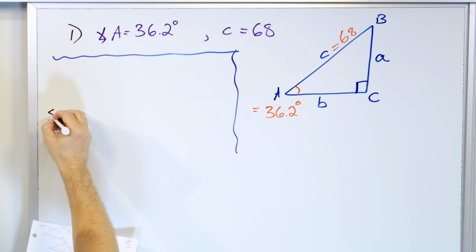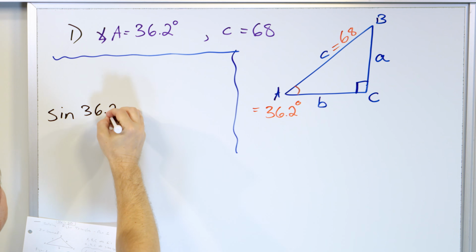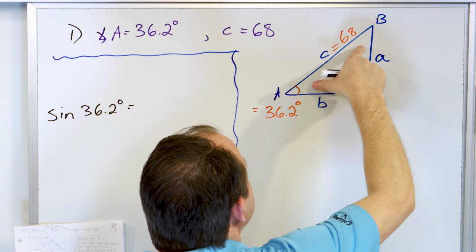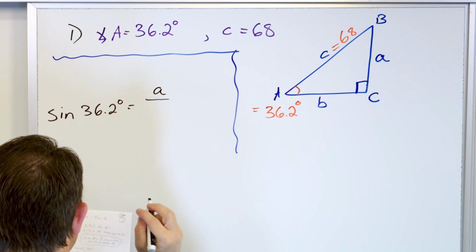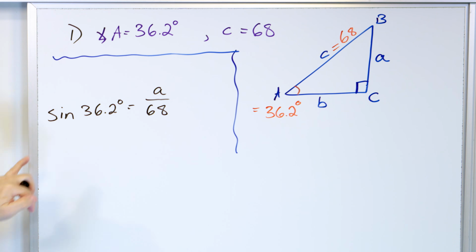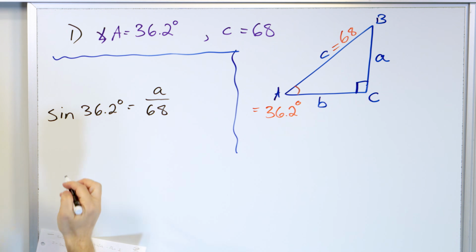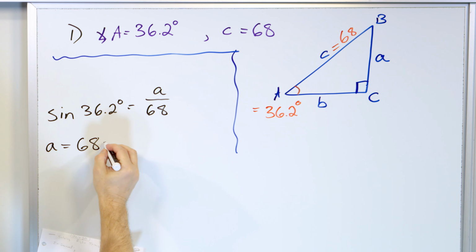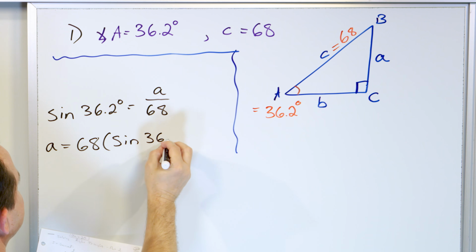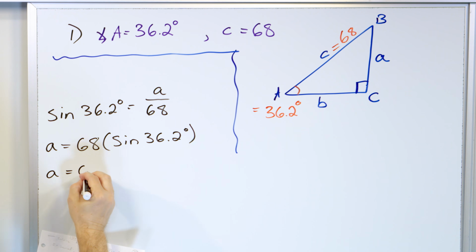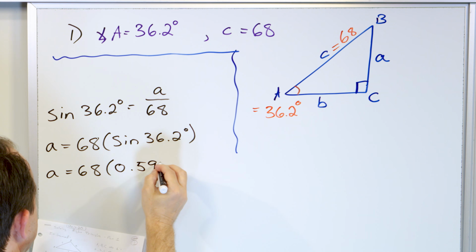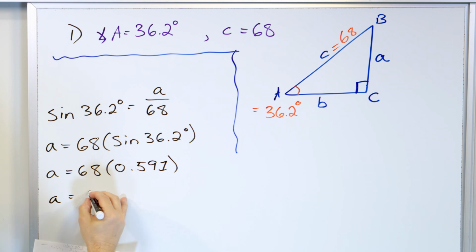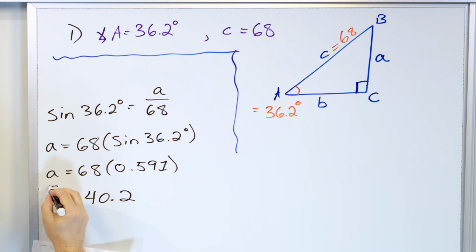How? Because you know that the sine of 36.2 degrees has got to be equal to the opposite side divided by the hypotenuse. Opposite over hypotenuse, that's what the sine is. So a over c, but I know that c is 68, right? So this is a number, this is a number, and so then I can solve for a. How do I solve for a? I need to multiply by 68. So a will be 68 multiplied by the sine of 36.2 degrees. So a is 68, and then the sine of 36.2 degrees is 0.591. And when you multiply this out, you get 40.2. And this is the answer for a.